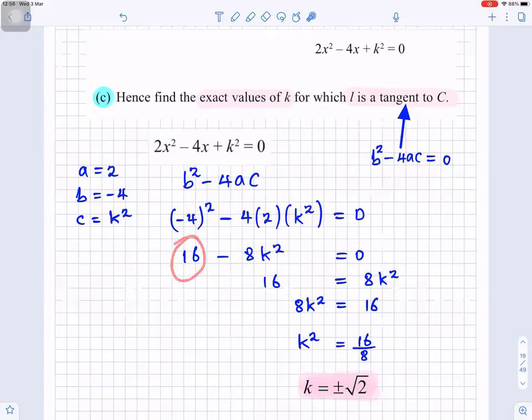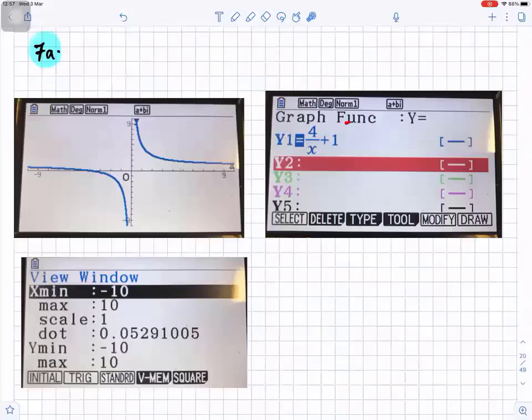Simplify that gives you 16 minus 8k squared equals 0. Minus 8k squared goes to the right, it becomes 8k squared. So 8k squared equals 16. k squared is 16 over 8, and k is the square root of that, which is plus or minus square root of 2.